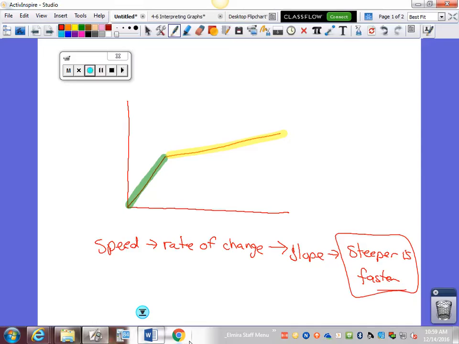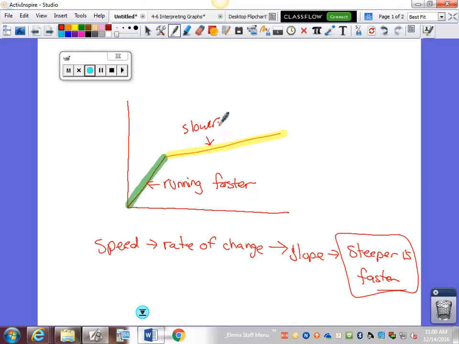Okay? So if this was somebody running, this is the part of the graph where they are running faster. Okay? It may be for a shorter period of time, but it's steeper. They are running faster. In this part of the graph, they are running slower, just for a longer period of time. Okay? So the length of the line has thrown kids off today.